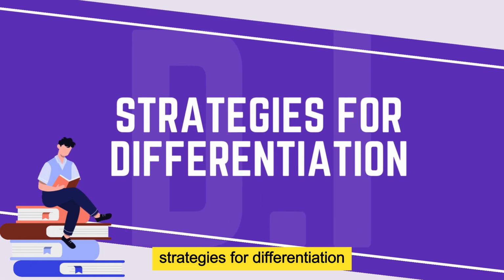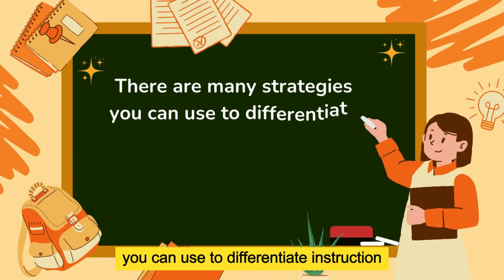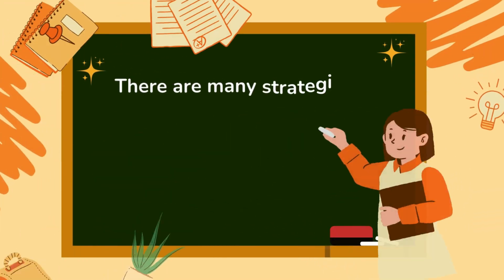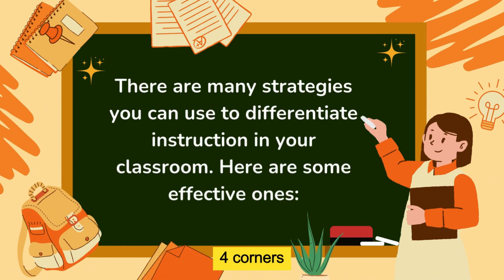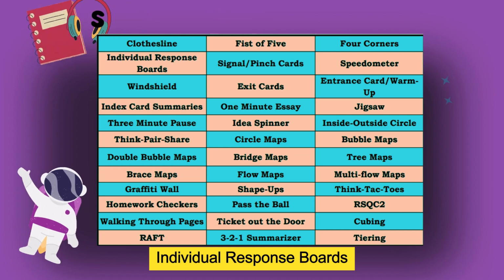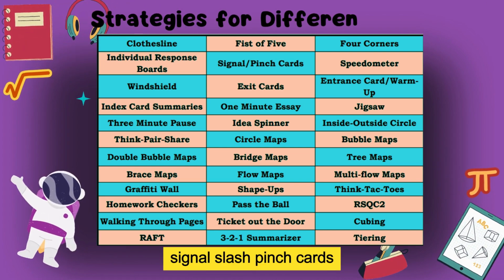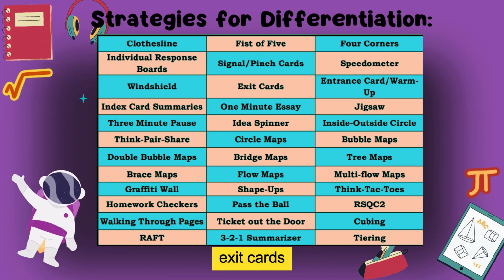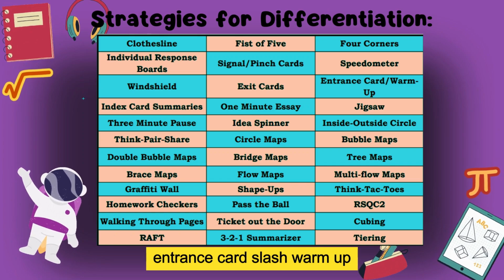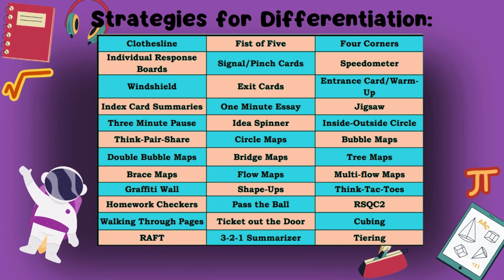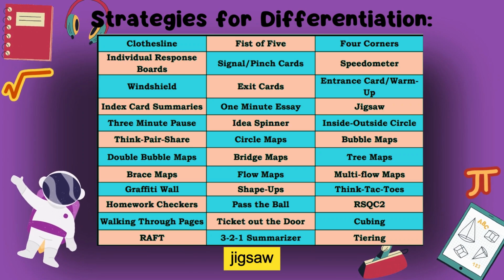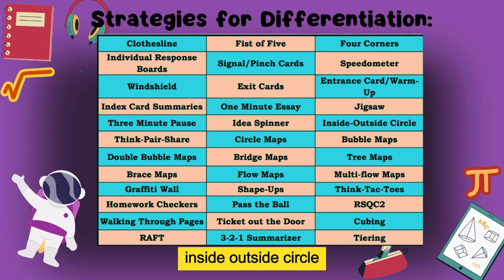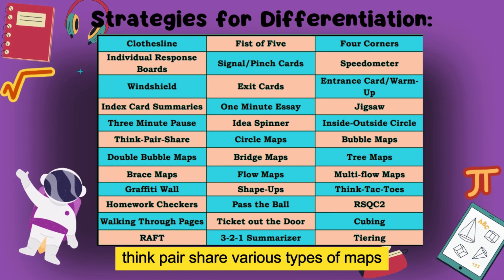Strategies for differentiation. There are many strategies you can use to differentiate instruction in your classroom. Here are some effective ones: clothesline, fist of five, four corners, individual response boards, signal/pinch cards, speedometer, windshield, exit cards, entrance card/warm-up, index card summaries, 1-minute essay, jigsaw, 3-minute pause, idea spinner, inside-outside circle, think pair share.